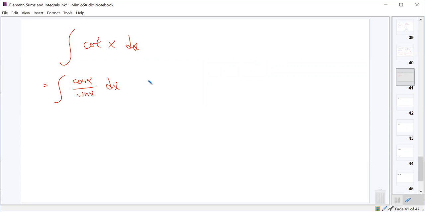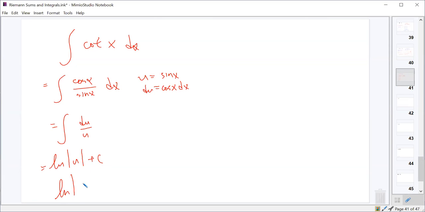All right, so what's our u going to be? How about sine x? And our du will be cosine x dx. And so this ends up becoming an integral of du over u, which is natural log absolute value u plus our constant, or natural log absolute value of sine x plus our constant.